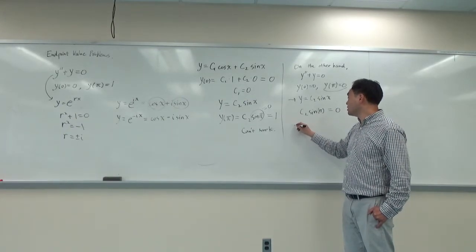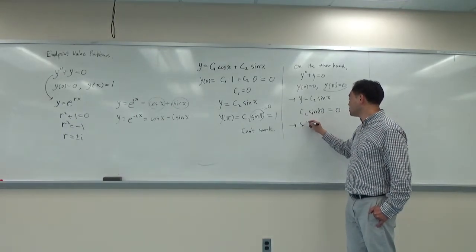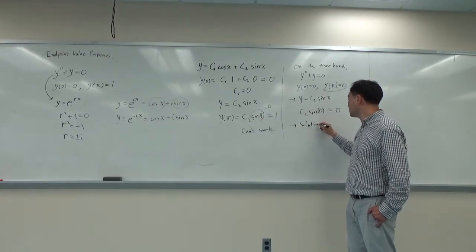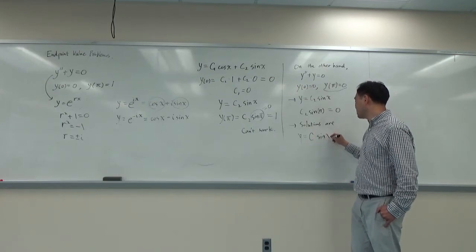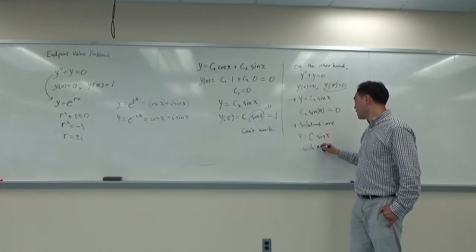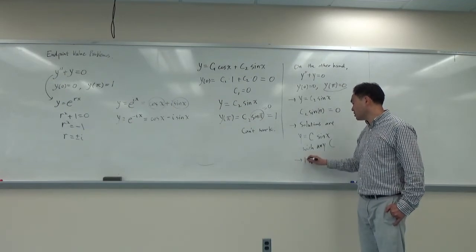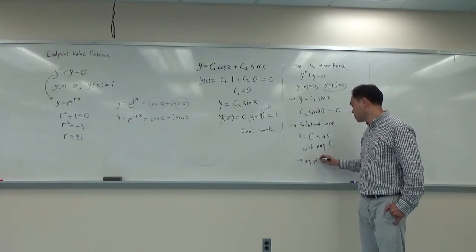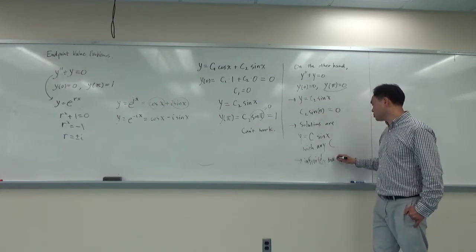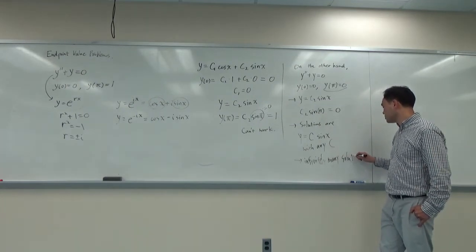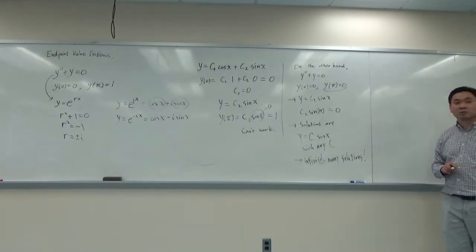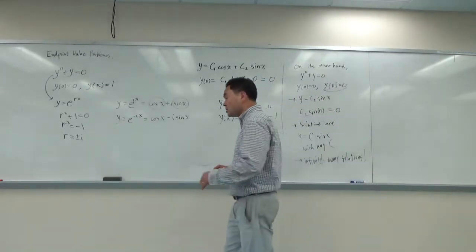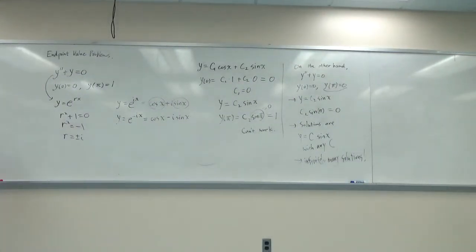Therefore, the solutions are y equals c sine x with any c, which means infinitely many solutions. So that's the big difference between an initial value problem and an endpoint value problem.